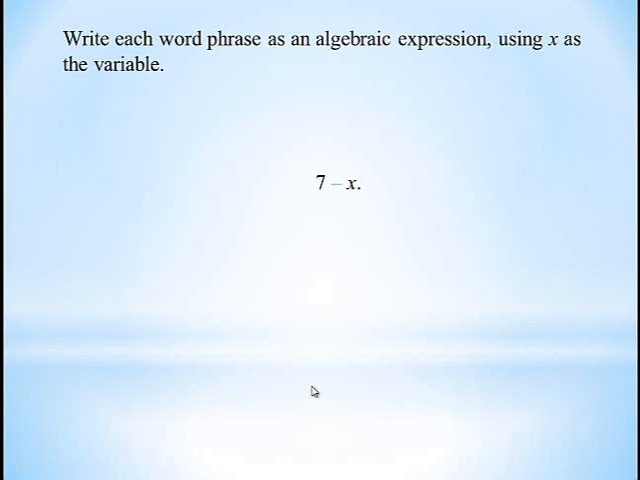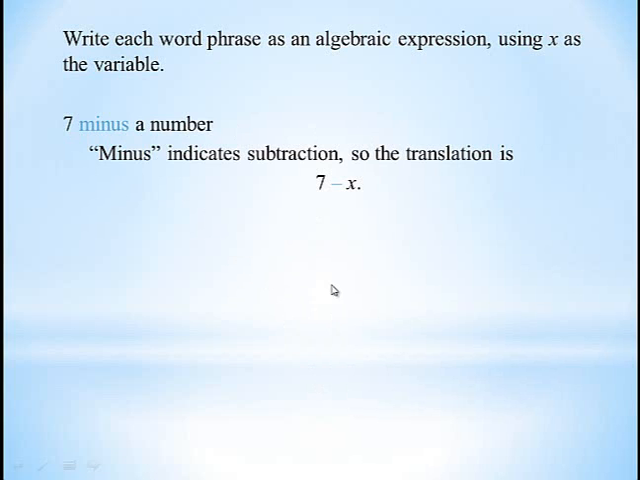The next one we're going to do is a subtraction problem. 7 minus a number. Minus indicates subtraction, so the translation would be 7 minus x. Note that x minus 7 would not be correct. You have to follow the way the problem says. Go ahead and hit pause and copy that down.